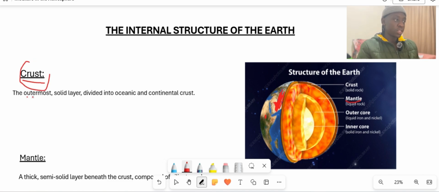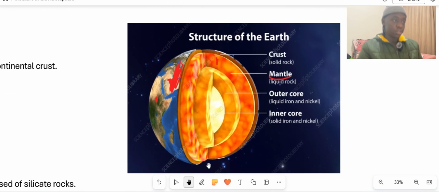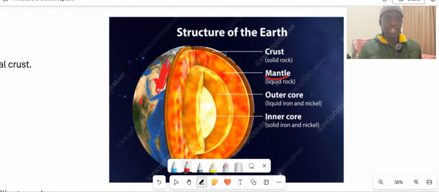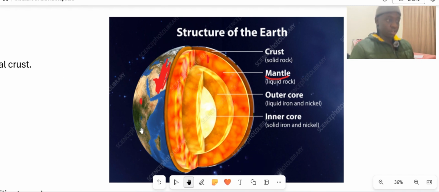So the crust is the outermost solid layer that is divided into an oceanic and continental crust. I'm still going to talk about that further in the video. I just want you to recognize the crust from this structure of the earth. So the crust is this one that I shaded here. You can see I shaded with red. It is basically where you are staying. It is basically where the infrastructure is built. It is basically the soil, the earth that you stand on. The crust is mostly said to be composed of sedimentary rocks, but I will still come to the types of rocks in future videos, which I'm going to make after this one.